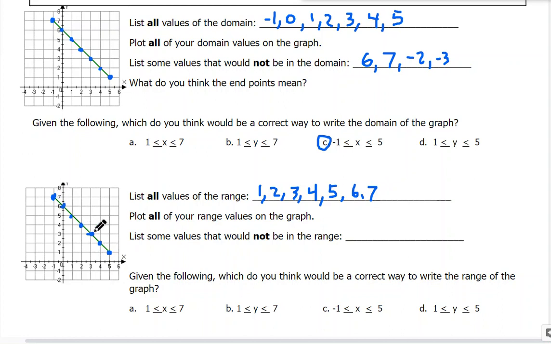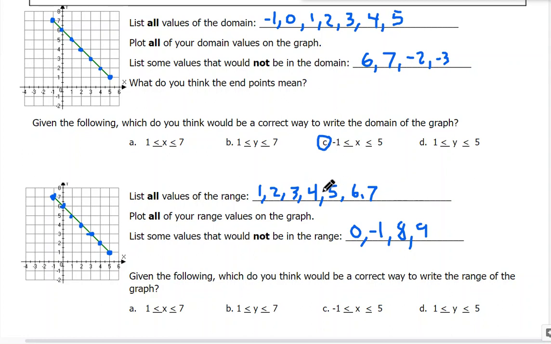What are some ones that would not work? Well, this one stops here at 1. It wasn't an arrow, it was a dot, so that line stops here. So 0 would not be an answer, and -1 would not be an answer. Let's look at the top end. It stops here, so 7 is our last value. So 8 would not be an answer, and 9 would not be an answer. Anything bigger than 7 doesn't work. So all of my range is between 1 and 7.